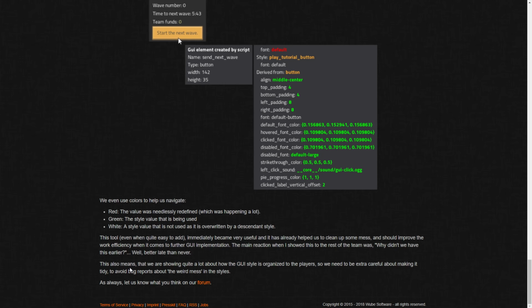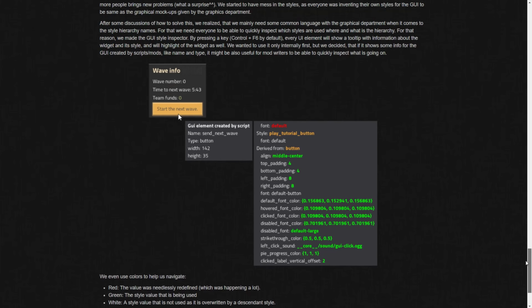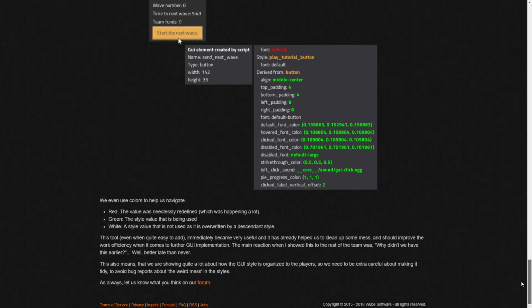This also means that we are showing quite a lot about how the GUI style is organized to the player, so we need to be extra careful about making it tidy to avoid bug reports about the weird mess in styles. Yeah, I'm familiar with those kind of bug reports. Yeah, I bet.